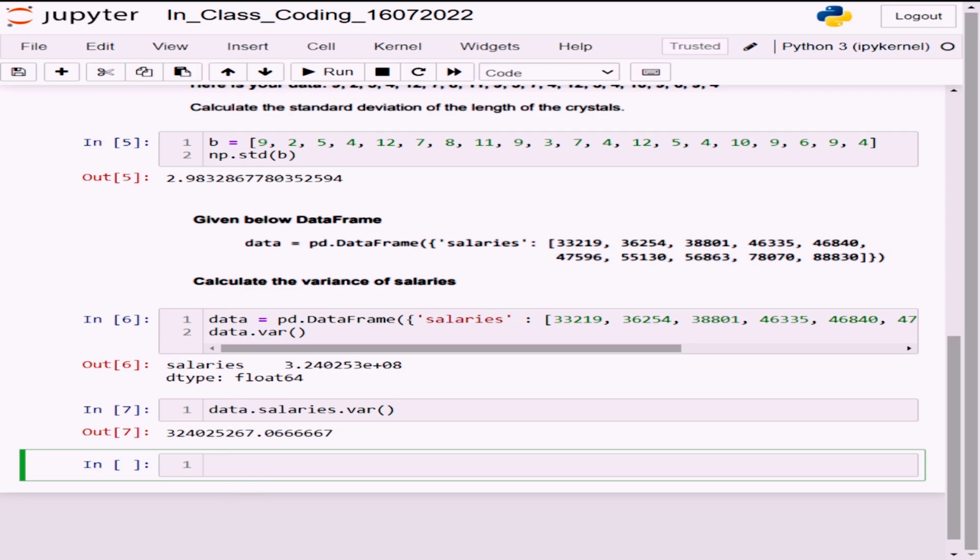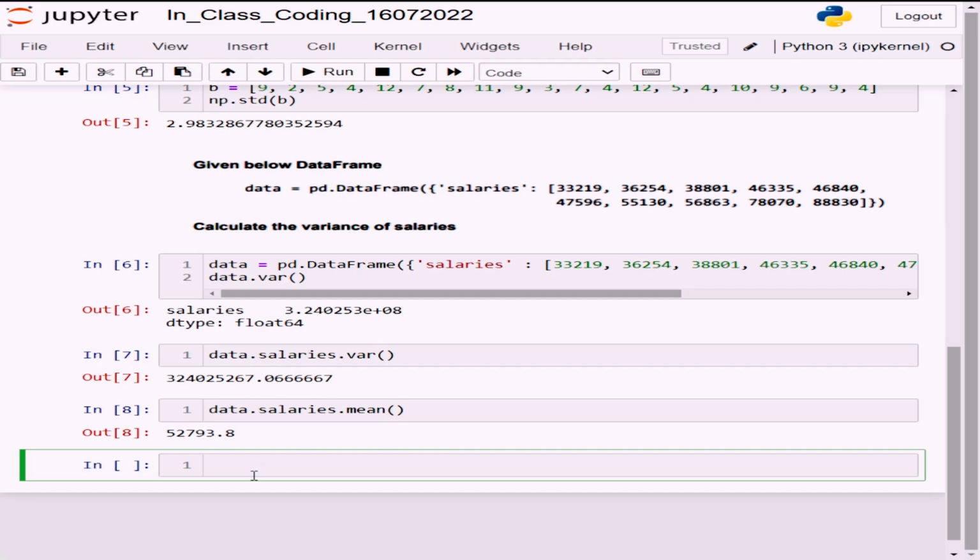The question is only about the variance, but let's do the mean as well. We can do the mean in the same way: data dot salaries dot mean. You can check what functions are available after you press a dot and then the tab button on the keyboard. It will give you a list of all the functions which are available. So this is the mean we are getting.